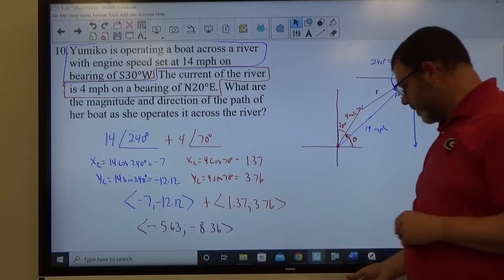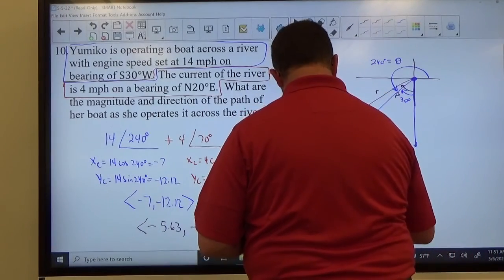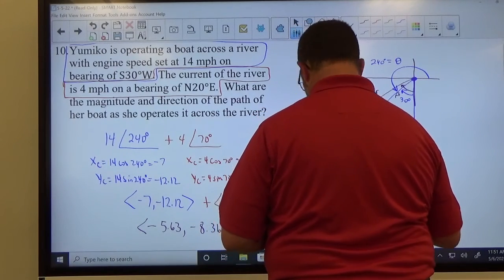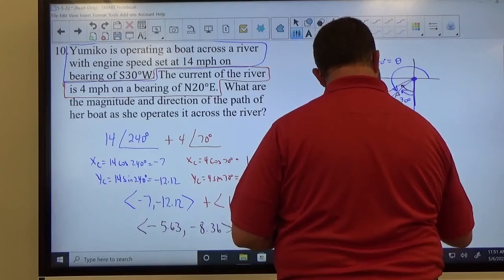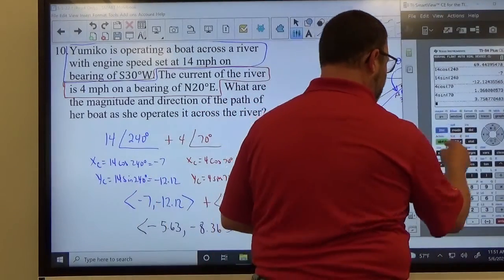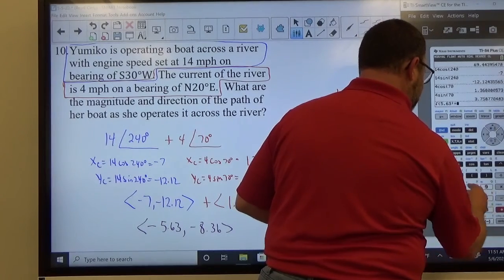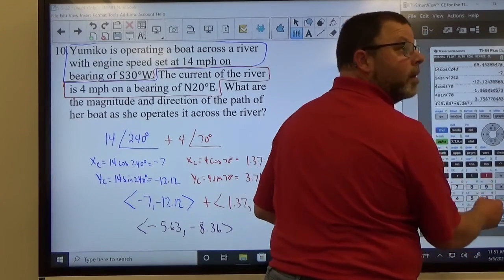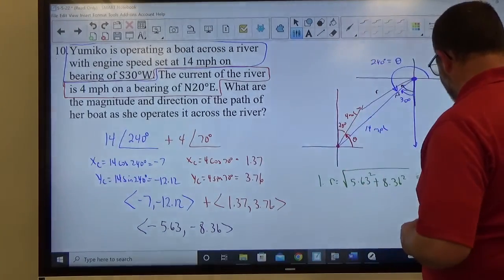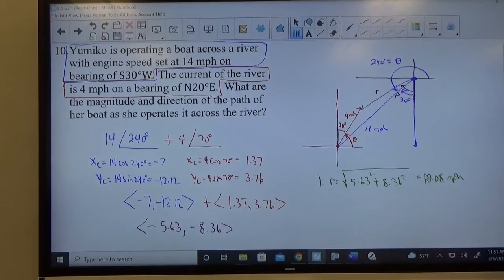So, step one is what it has been. R equals the square root of 5.63 squared plus 8.36 squared. So square root of 5.63 squared plus 8.36 squared. That comes out to 10.08. That's how fast she's going.